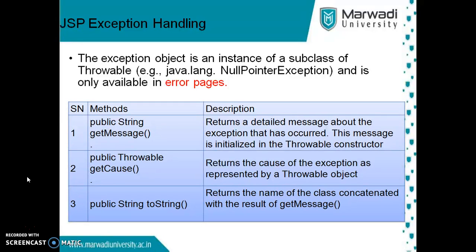We have one method that's called getMessage. The return type is String. It returns a detailed message about the exception that occurred. This message is initialized in the Throwable constructor.